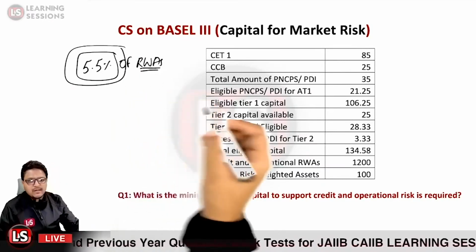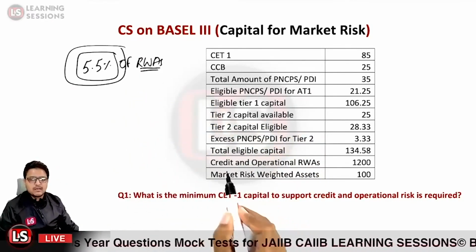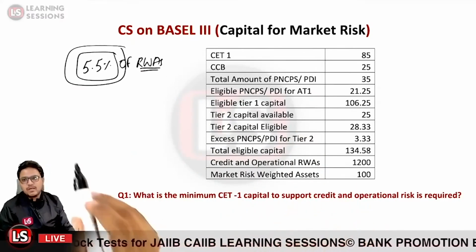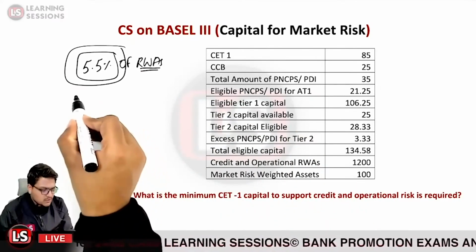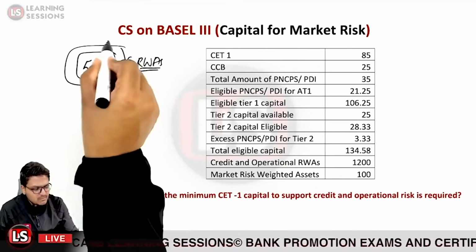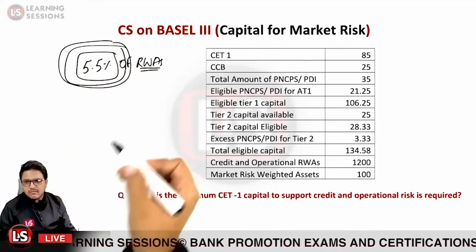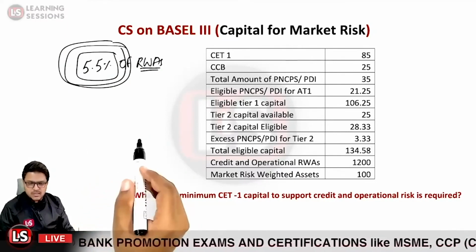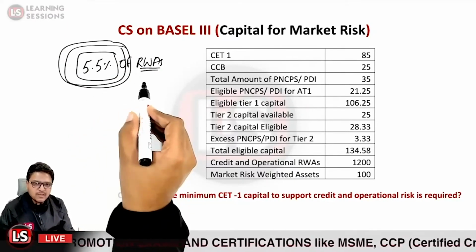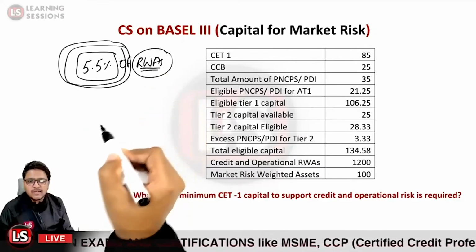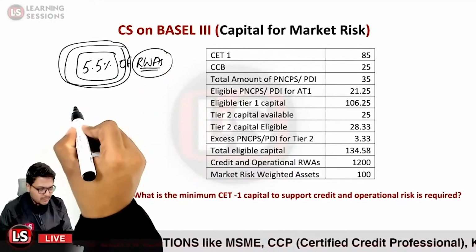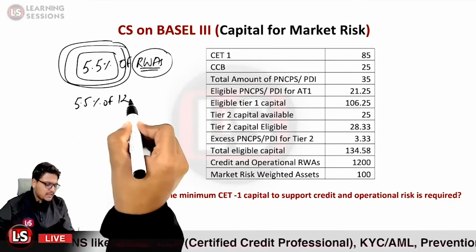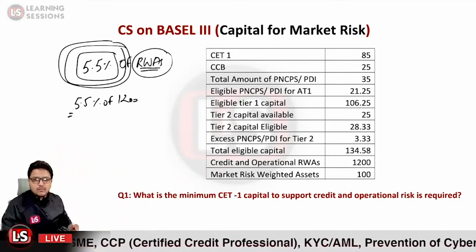Now, if you look at the table clearly, it is given over here that credit and operational risk-weighted assets are given to be 1200. So the minimum CET1, because this one is a minimum percentage, unlike the additional tier 1 and the tier 2 capital, where there is a maximum percentage, but over here it is a minimum percentage. So it will be 5.5% of the risk-weighted assets related to the credit and operational risk, that is 1200. So it will be 5.5% of the 1200, and that would be the answer related to it.